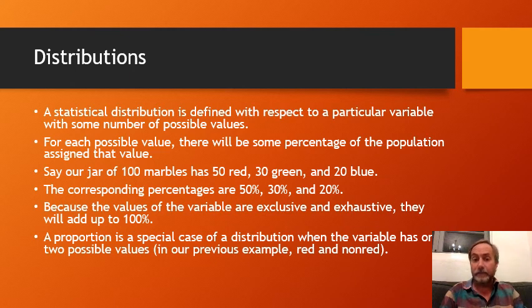50, 30, 20. A proportion is a special case of a distribution where a variable only has two possible values. So if you wanted to carve up our jar of marbles into red and non-red, there are only two values of the variable, in which case you would be talking about the proportion of red in the jar, as opposed to a distribution of more than two values.